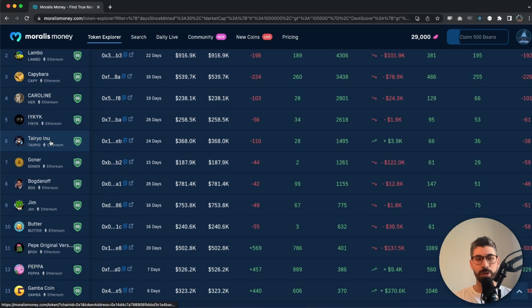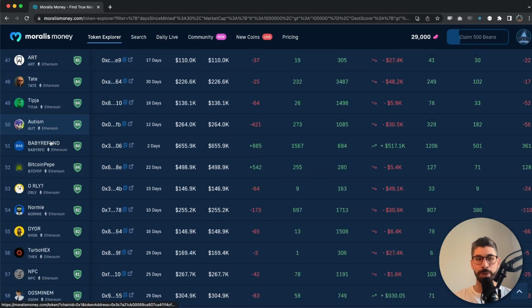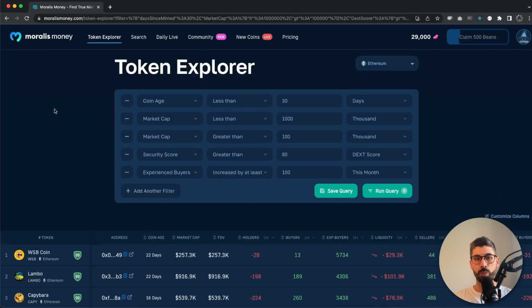And we can see that we're getting this list right here. It's quite a big list. So if you would want to buy a token based on these metrics, you would need to do additional research. Well, at least I would do some more research. I would take a look at, for example, buyers and liquidity. I want those to be increasing, not decreasing.